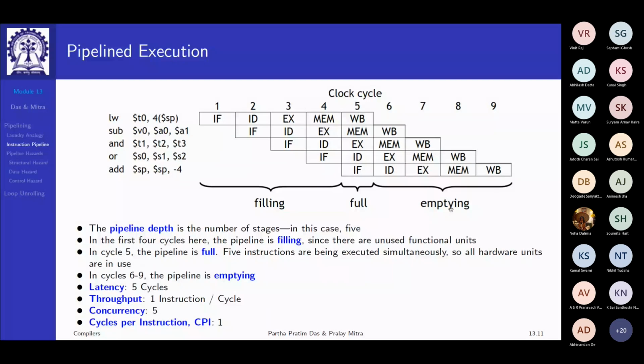Naturally, if we take this example, then my latency is 5 cycles, because every instruction takes 5 cycles. My throughput is 1 instruction per cycle, because every cycle at least 1 instruction will get completed. Right? So it is 1 instruction per cycle. And the concurrency is 5, because I have 5 stages. And the cycles per instruction is 1. So this is an ideal situation without considering any of the consequent problems of the pipeline. These are the definitions of the terms that we will go with.